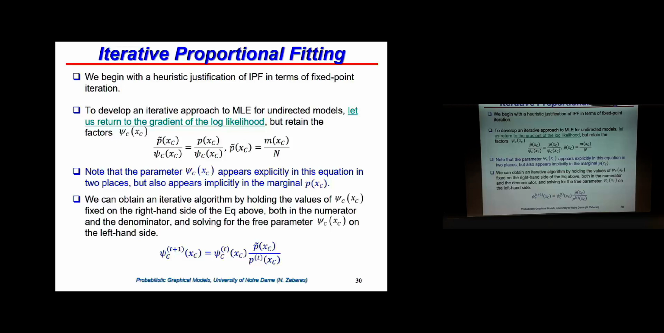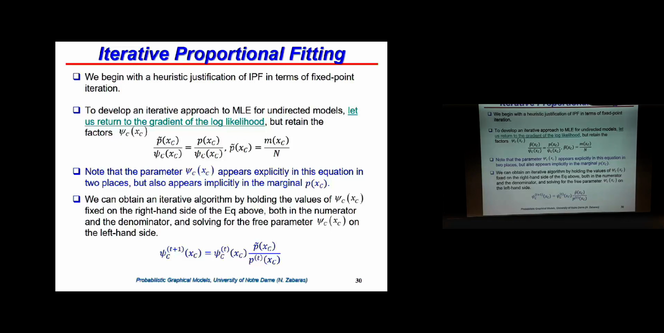You see what's happening here, right? I took this to the right-hand side, I pushed everything to the left, all right? So the thing on the right-hand side will be my t plus 1 update, based on the estimate of the previous time, times the ratio of the empirical marginal divided by the previous estimated marginal on clique C.